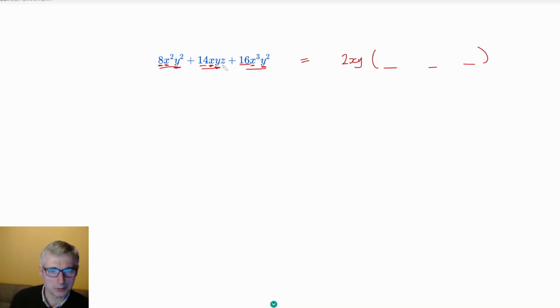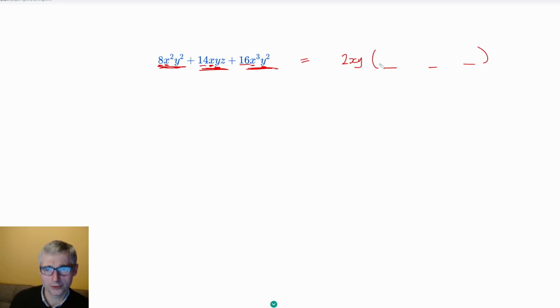If we look at the z part, there's only a z in the middle bit. There's not a z in there or in there. So what that means is z isn't a common factor of all 3 bits of this expression, so we can't take a z out to the front. So to be fully factorised, it's just 2xy that we can take out.